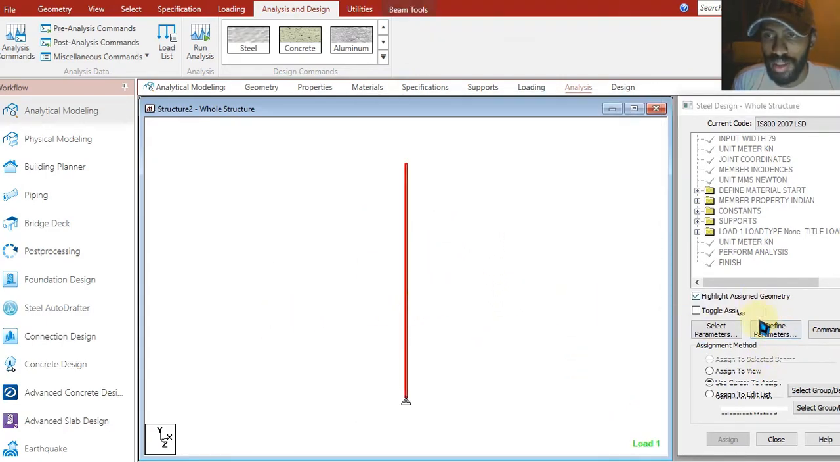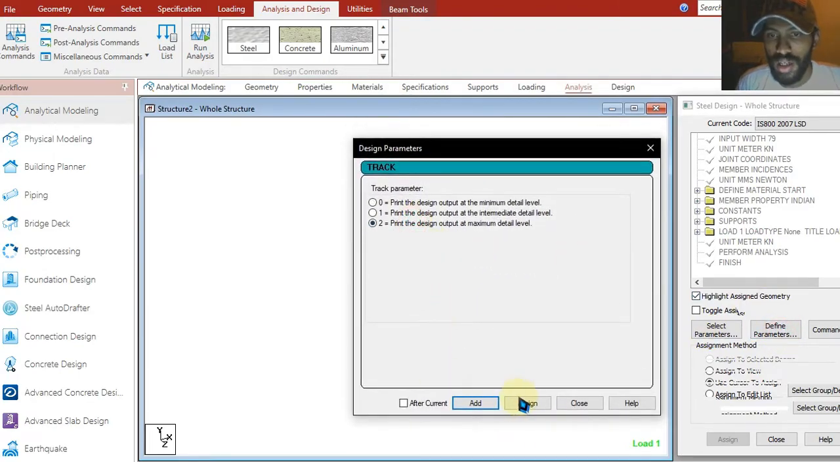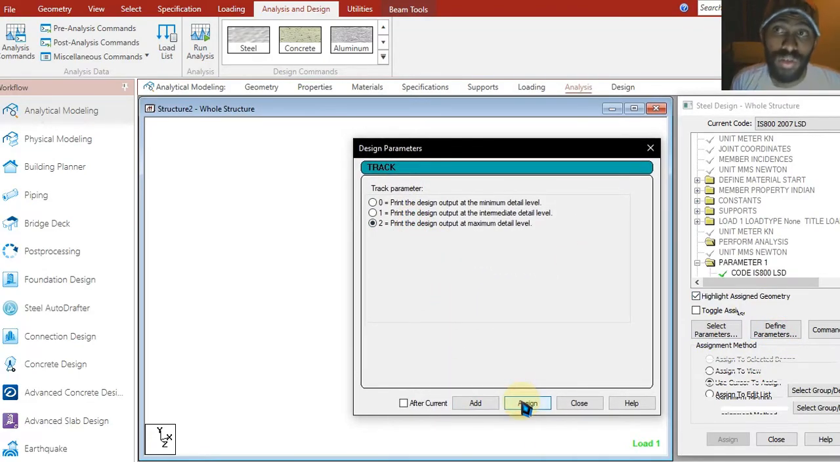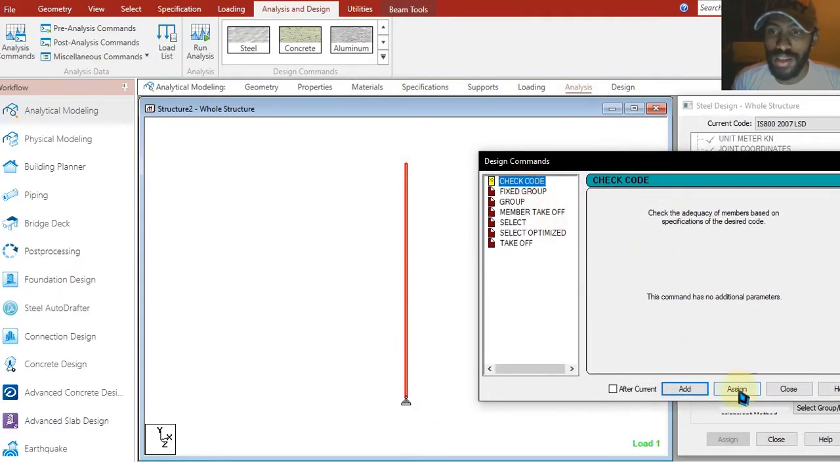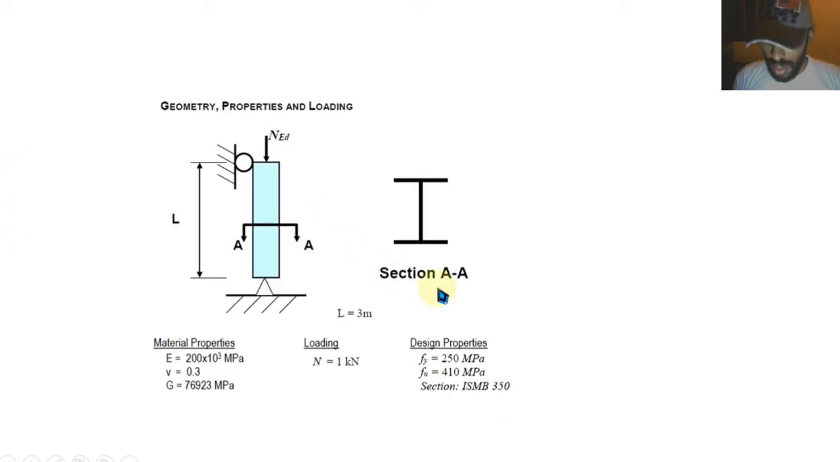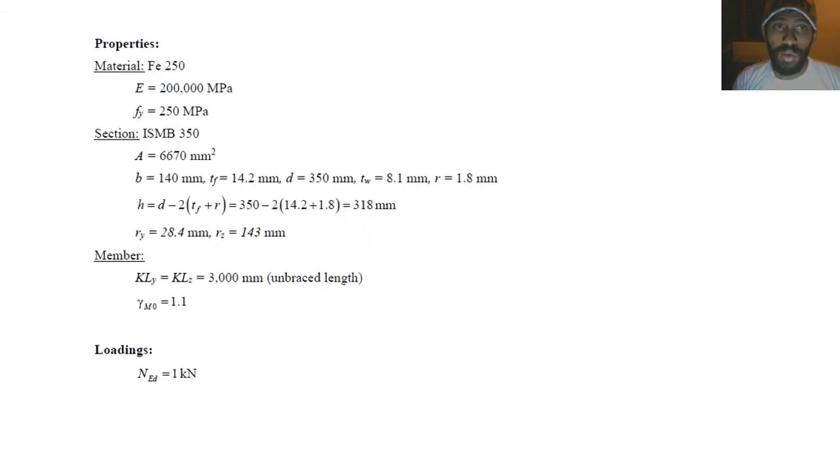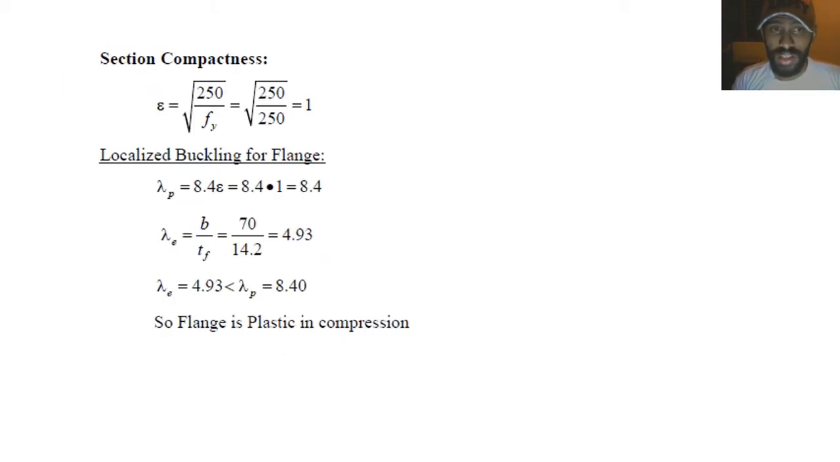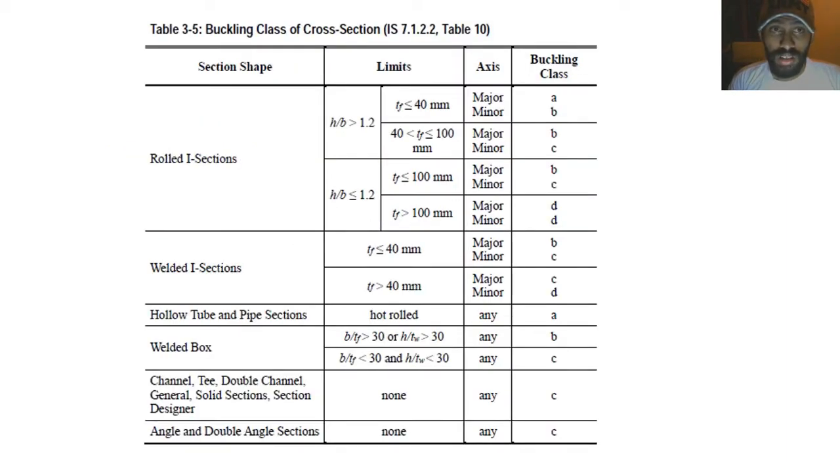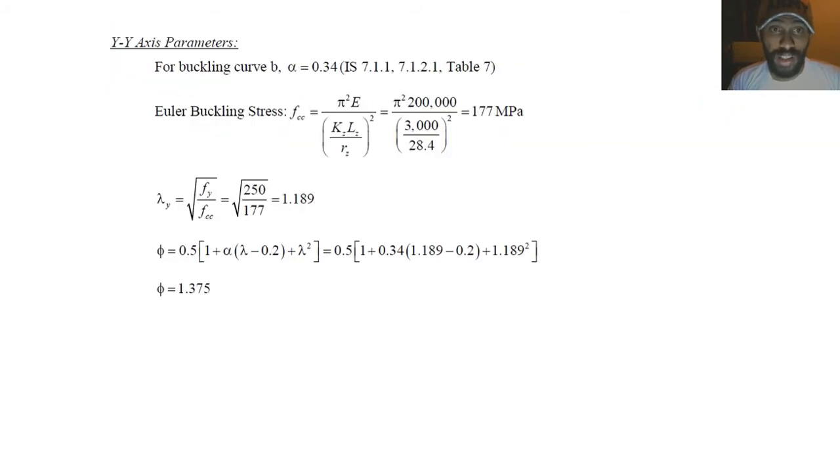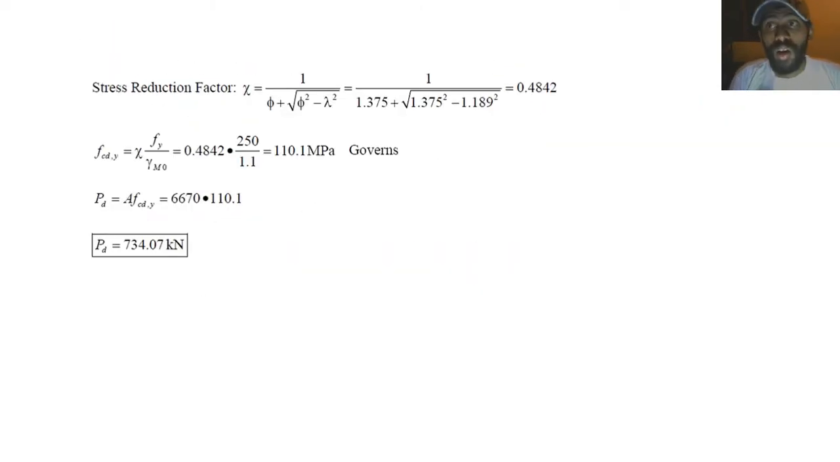Before that, I would like to select the member. TRACK brings enhancement in the result printing. Now in the commands, I'm only assigning the code; member takeoff is not required, and optimization is also not required, because in this problem we will be finding out everything that's related: whether the section is plastic or flange compression, which buckling class it is. Finally, we'll be finding out the allowable stress.